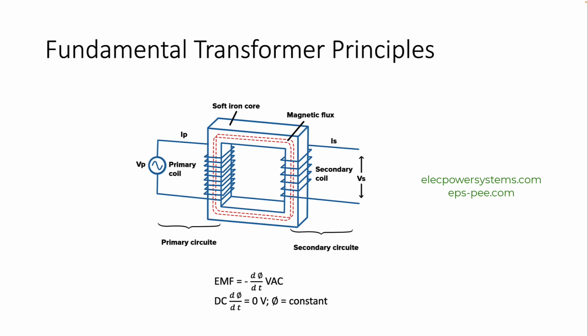Transformers are vital components in electrical systems used for voltage transformation. They utilize the principles of electromagnetic induction to transfer electrical energy between different voltage levels. By changing the turns ratio between the primary and secondary windings, transformers can step up or step down the input voltage, enabling efficient power distribution and utilization in various applications.